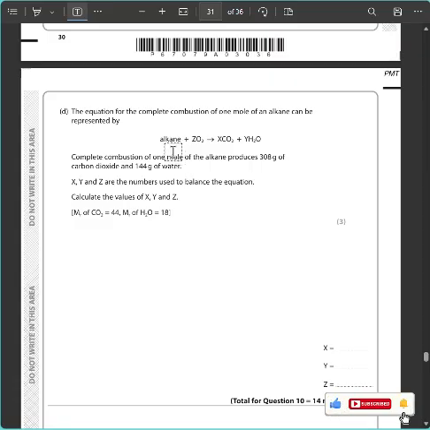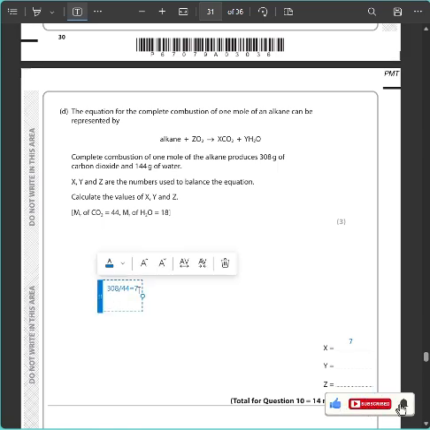D1. The equation for the complete combustion of one mole of alkene can be represented by this equation. Complete combustion of one mole of alkene produced 308 grams of carbon dioxide and 144 grams of water. X, Y, and Z are the numbers used to balance the equation. Calculate the values of X, Y, and Z. Okay. For finding X, we should divide 308 by 44. The answer will be 7, and X equals 7.